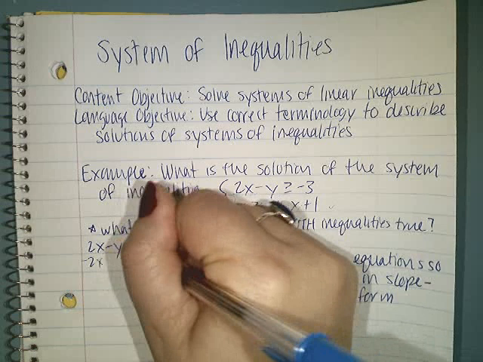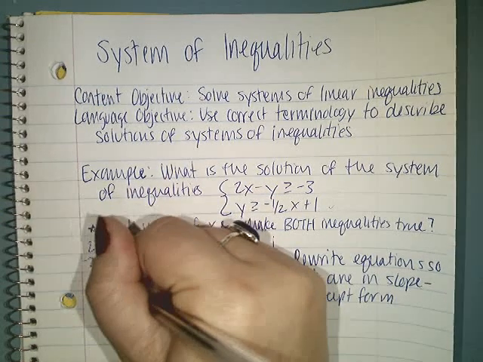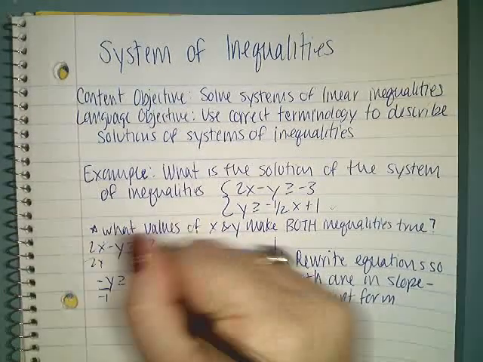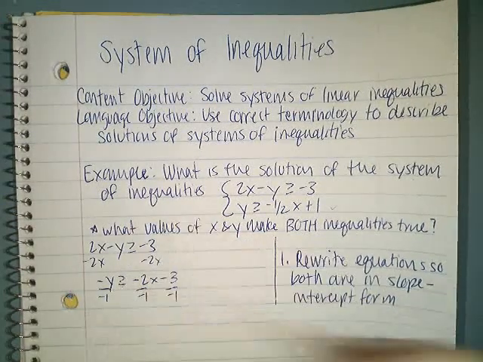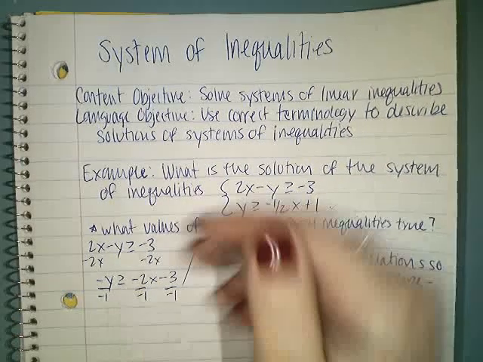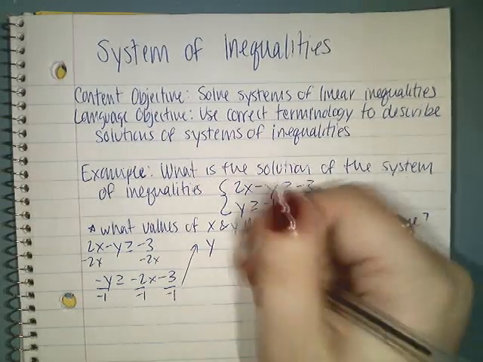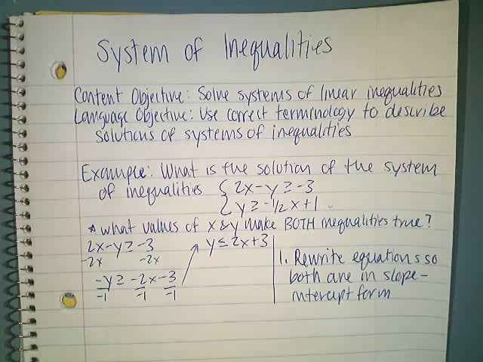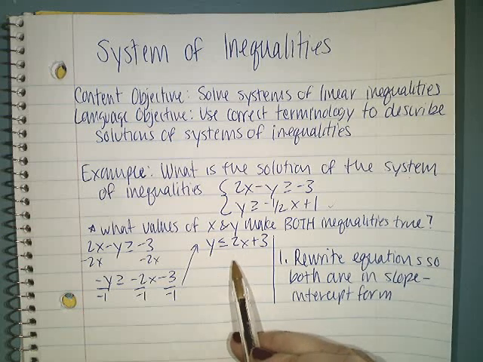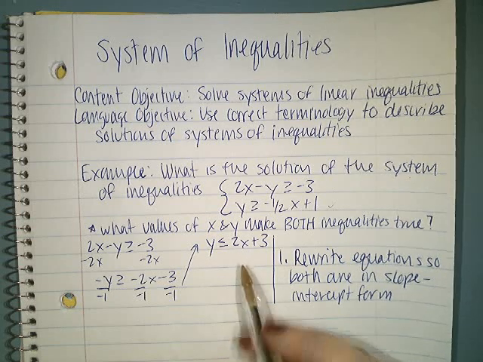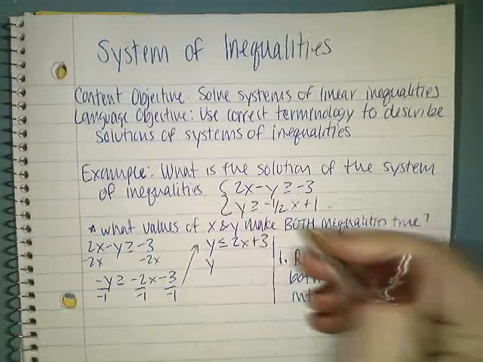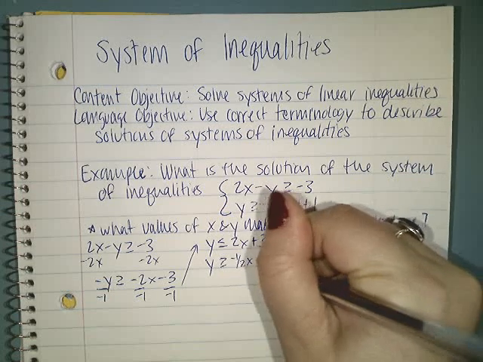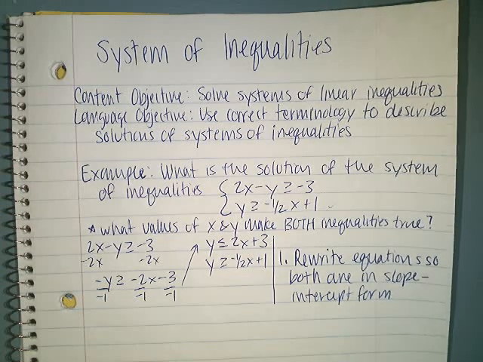I'm going to subtract 2x from both sides. I get negative y is greater than or equal to negative 2x plus 3. And then I divide everything by negative 1 to get y by itself. When I divide by negative 1, I have to remember to flip my inequality. So it's going to be y is less than or equal to 2x minus 3. So when I rearrange this, I end up with y is less than or equal to 2x minus 3. And then I'm just going to carry down my other inequality from my system set. And I have y is greater than or equal to negative 1/2 x plus 1.